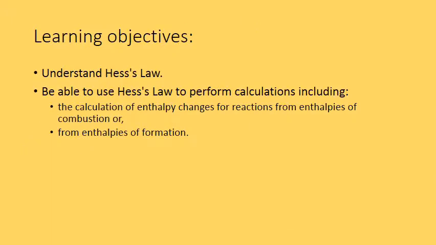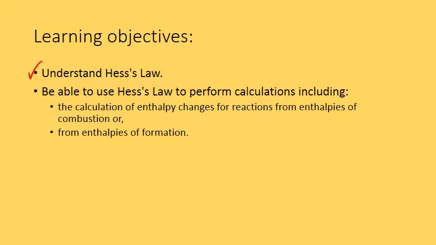Okay, so before we finish, let's make sure we've covered off our learning objectives. Do we understand Hess's law? Well, Hess's law is that if you want to go from reactants A to products B, it doesn't matter whether you go directly from A to B or you go via intermediaries like C. It doesn't matter what route you take, you will find the same enthalpy change overall. And so that is Hess's law.